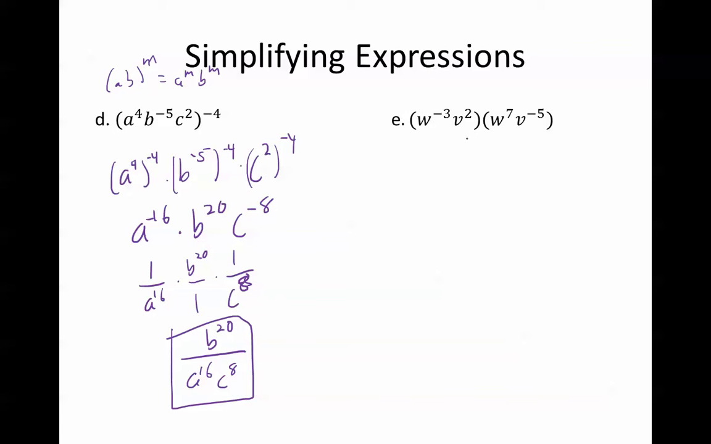Last one. I'm multiplying these 2 things together. Notice that this really is just an a to the m times b to the n kind of thing, where I'm just going to be multiplying what I can together. Since this is all multiplying, this is w to the negative 3 times w to the 7 times v squared times v to the negative 5. Multiplying the variables tells me to add the exponents. So this is w to the 4th, and this is v to the negative 3rd.